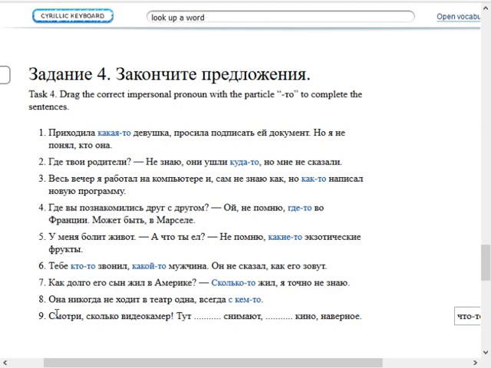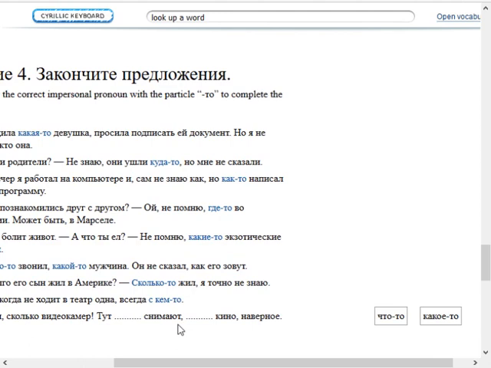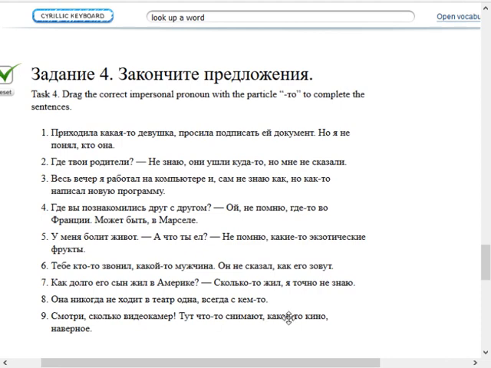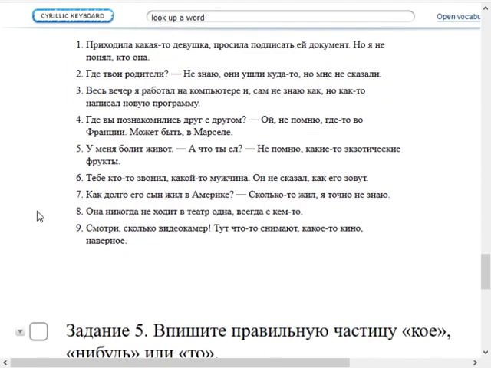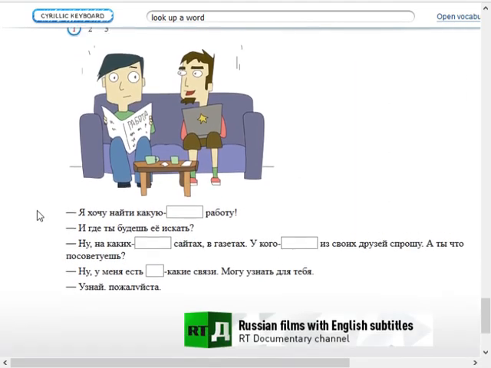Смотри, сколько видеокамер. Look how many video cameras. Тут что-то снимают, какое-то кино, наверное. Снимают means to be filmed. And so they're saying тут что-то снимают. Something, here something is being filmed. Какое-то кино, наверное. Some kind of cinema, probably. But again, I don't know what, so I say то. Okay, there we go. And that's it.